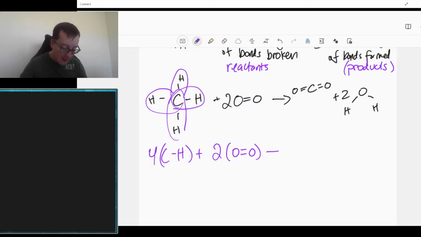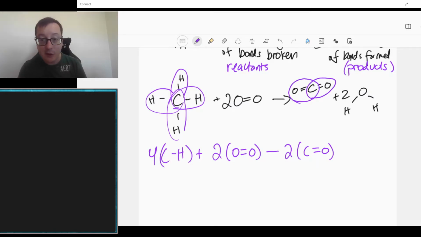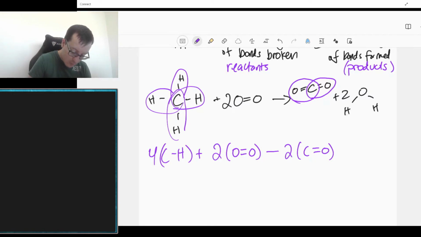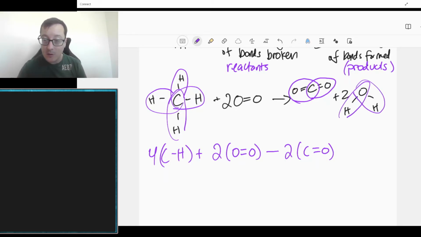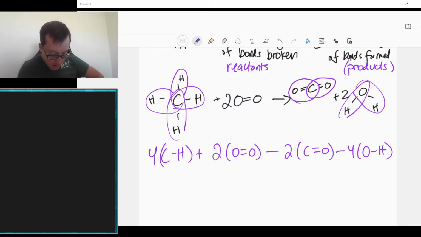We see here we've made now 2 C double bond O bonds. Right, we have 1 here, 1 here. We have 2 C double bond O's that we're making. Remember, we have 2 of these, so each water molecule has 2 OH bonds. If we have 2 water molecules, then we have 4 OH bonds. So we're going to be breaking or forming 4 OH bonds.